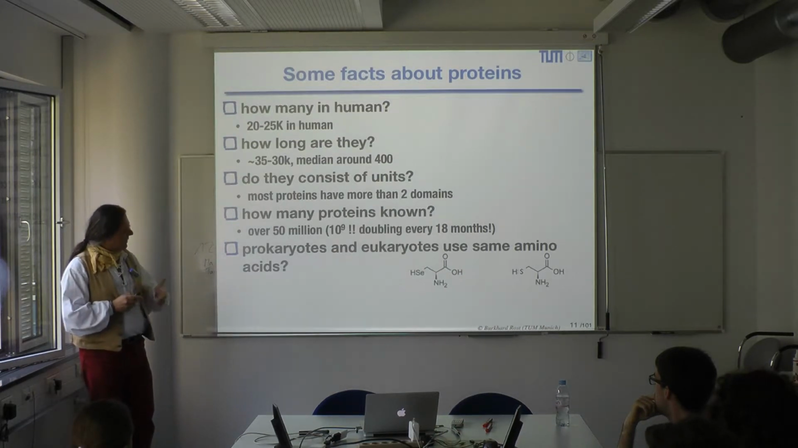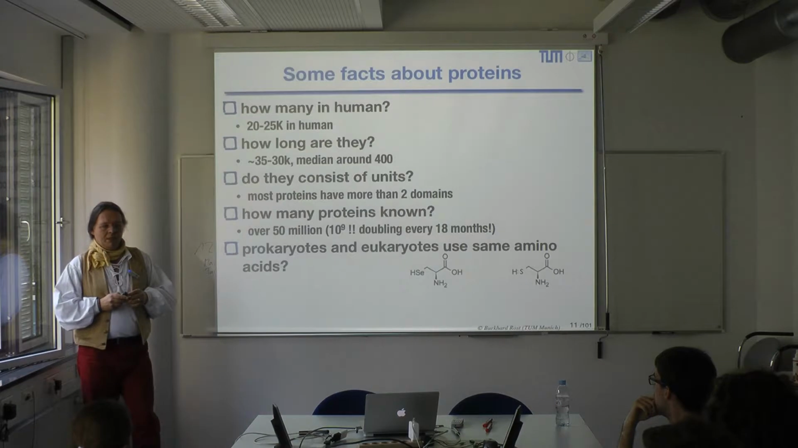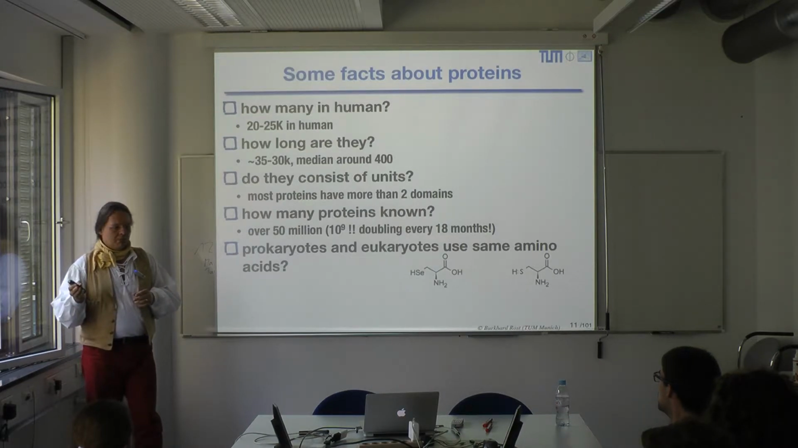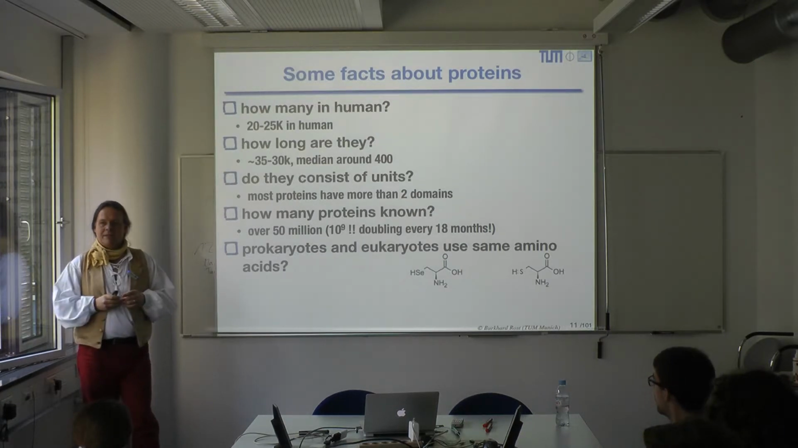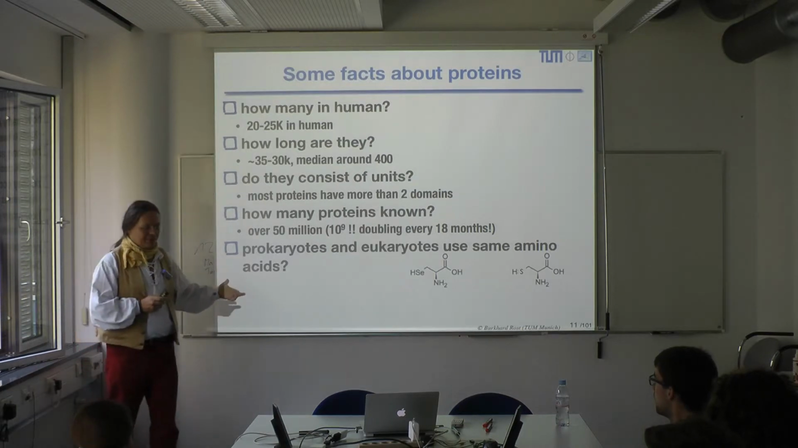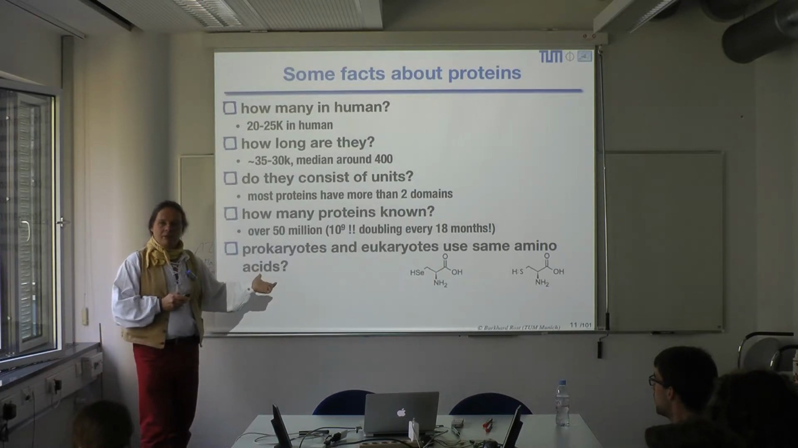Prokaryotes and eukaryotes obviously use the same amino acids, but do they use the same distribution of amino acids? Oh, I forgot to put the slide in for that one. Yes, they do in fact use essentially the same distribution.